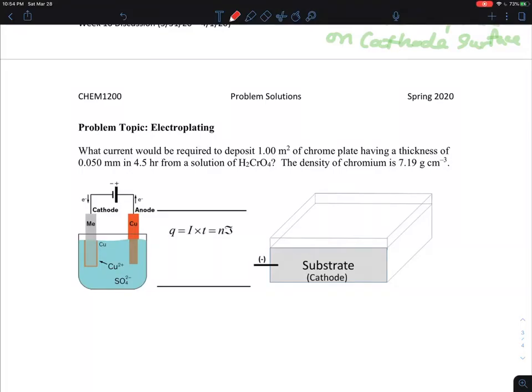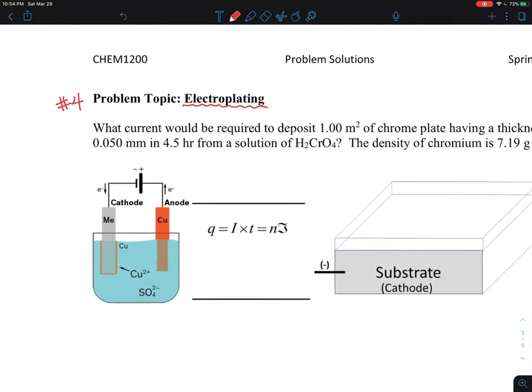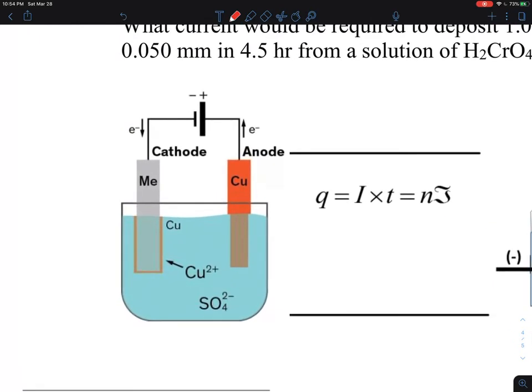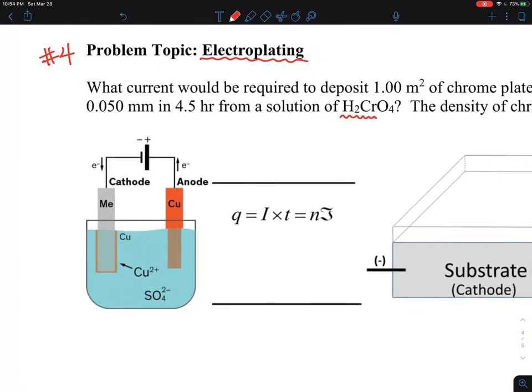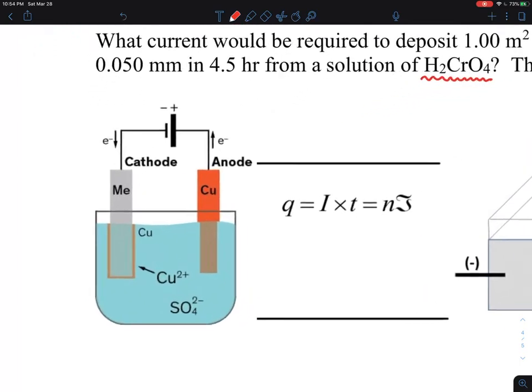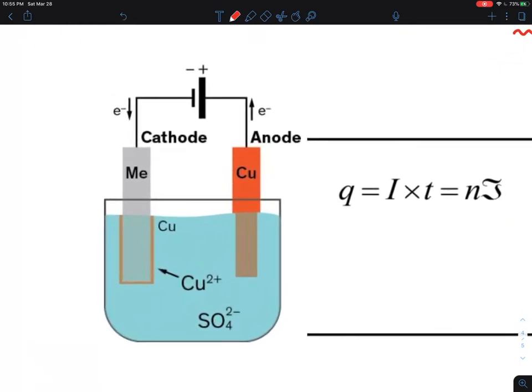Okay, so this is the last discussion problem on electrochemistry for this week, week number 10, and that's number 4. And this is something called electroplating. I want to show a schematic diagram picture. In this problem, we are talking about H2CrO4, which is chromic acid, so a metal deposition case. But I was able to find something more similar, electroplating on copper.